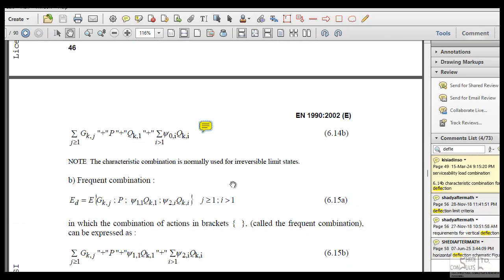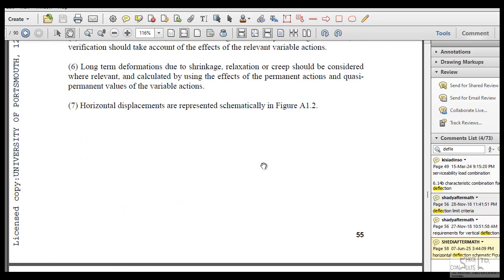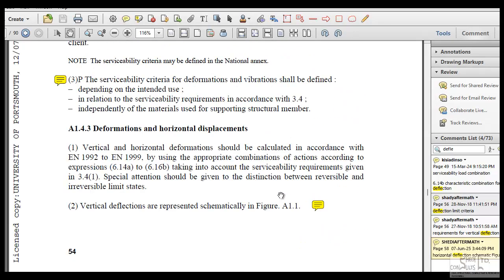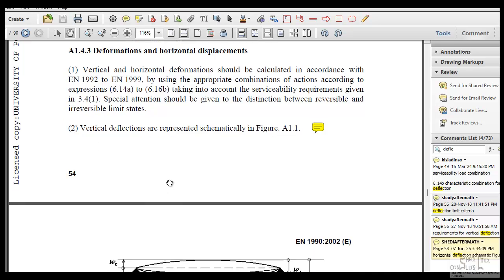First of all, let's look at what EN 1990 says when carrying out horizontal deflection evaluation or assessment. Now, in clause A1.4.3, it specifies that vertical and lateral deflection should be calculated in accordance with EN 1992 to EN 1999. So these sections of the Eurocode should be referred to when you want to investigate vertical and lateral deflection. Pay very close attention to this.